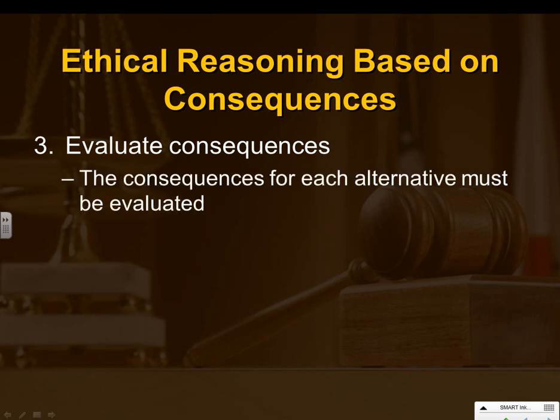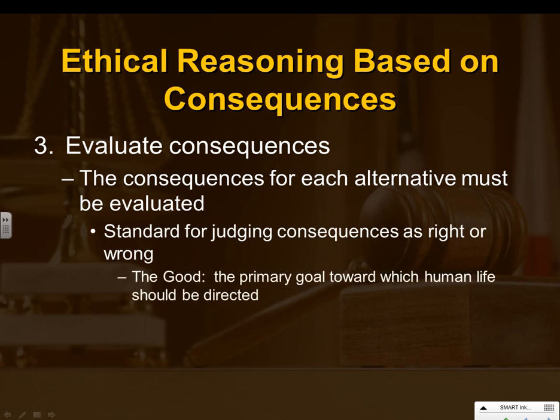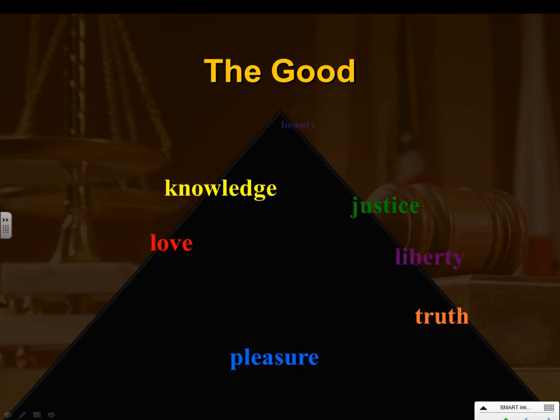There are two elements to the evaluation process: selecting the standard for judging consequences as right or wrong, and counting the persons affected. In consequence-based reasoning, the standard is judged by the greatest good for the greatest number of people. Good is the primary goal toward which human life should be directed. The good involves native basic goals such as love, justice, truth, and pleasure. These all motivate a reasoning person's actions and important decisions.